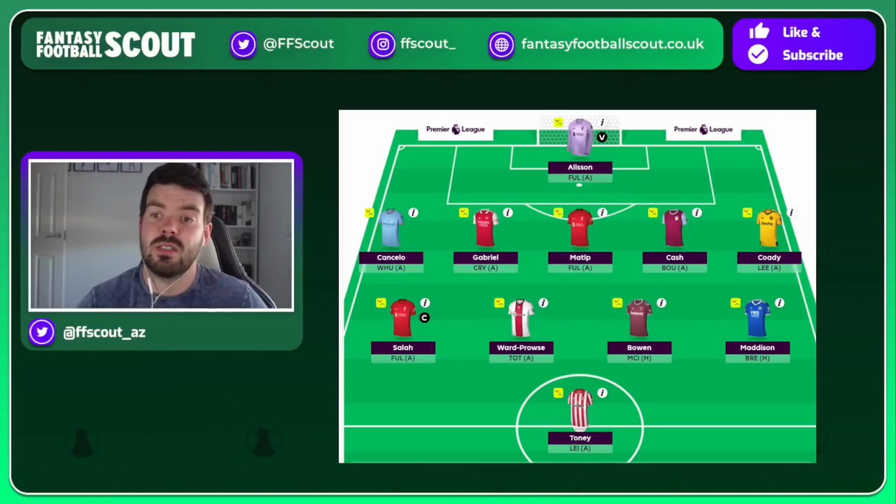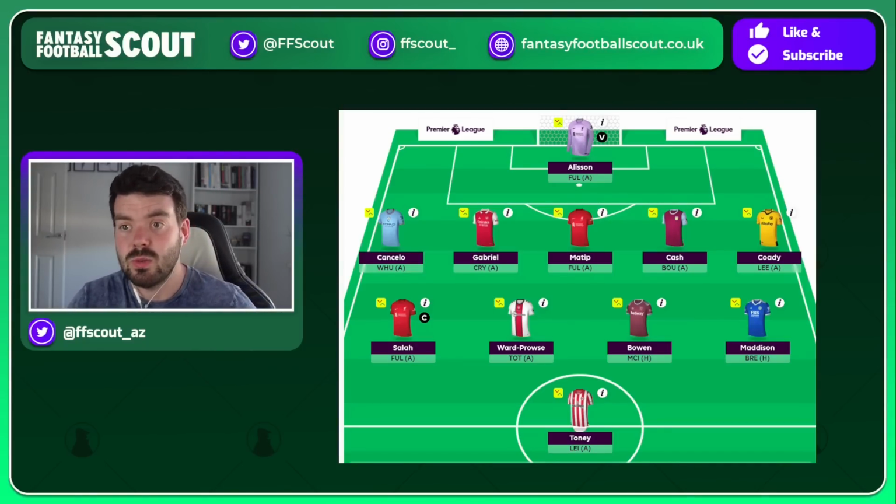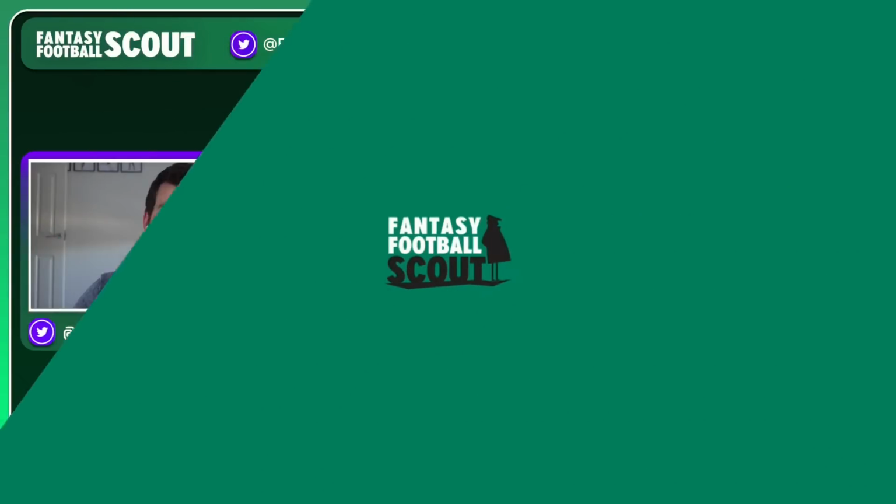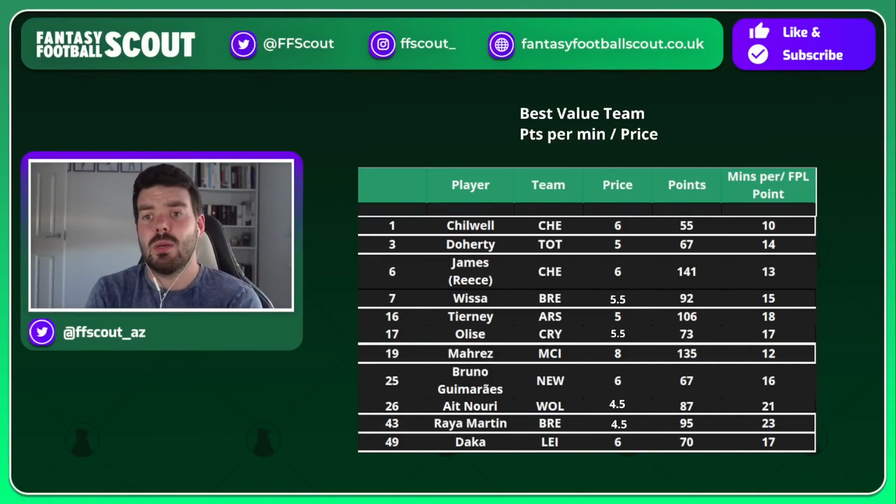So, I think if you were purely looking at value players, this would actually be a solid base to start with your team, and then you've got money in the bank to do some upgrades. Let's take a look at another way of doing it, and this is looking at points per minute.